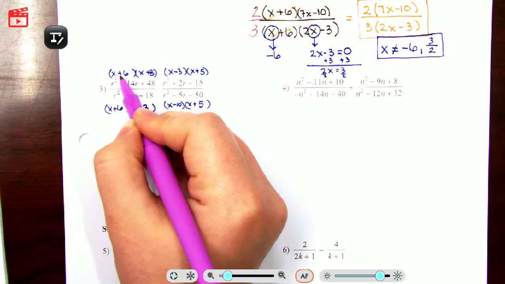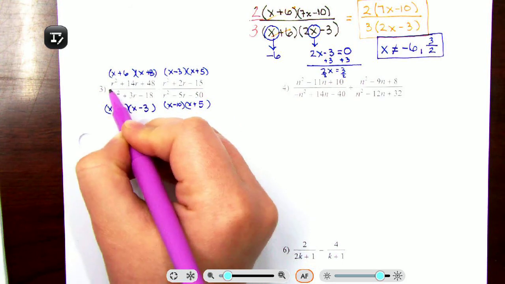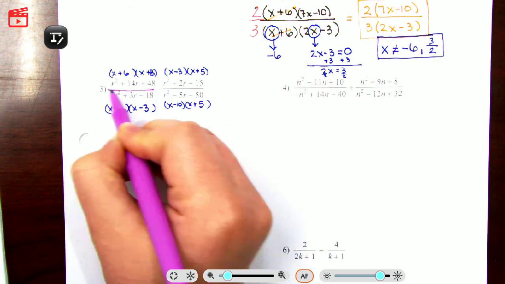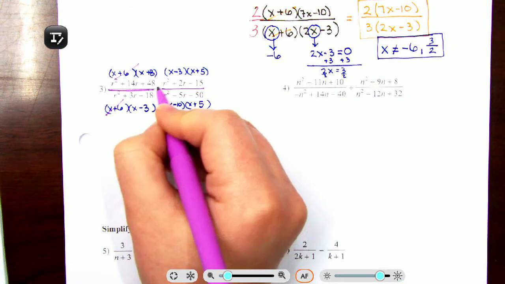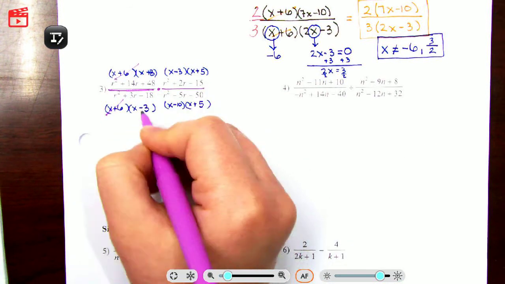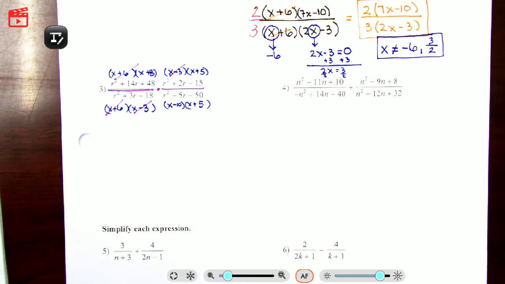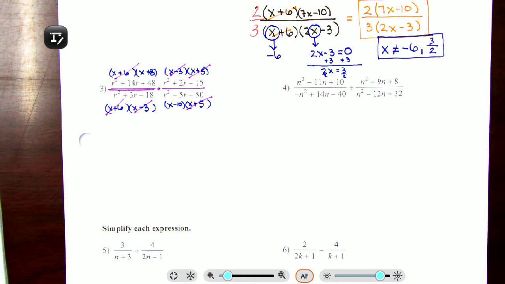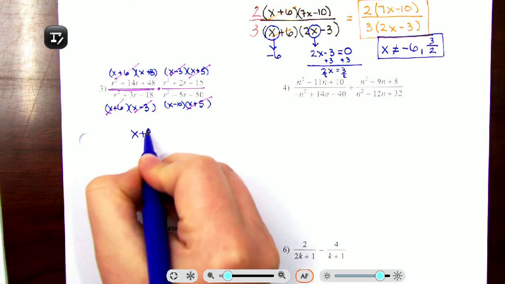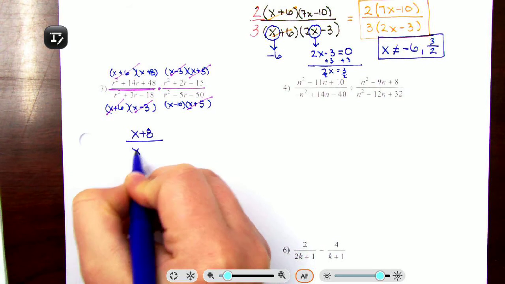Dividing. I have x plus 6 times, I have divided by. This bar right here is divided by. So I get to cancel these two out. Again, this is all times, so we're multiplying across. So I have x minus 3 and x minus 3, I have an x plus 5, x plus 5. So the only thing that's left over here is an x plus 8 and an x minus 10.